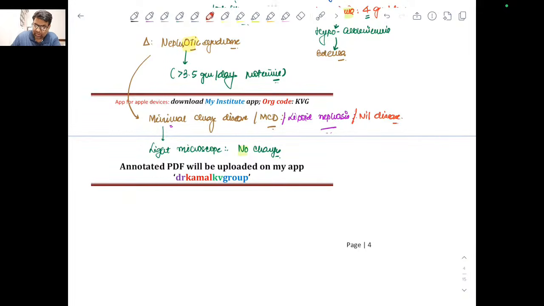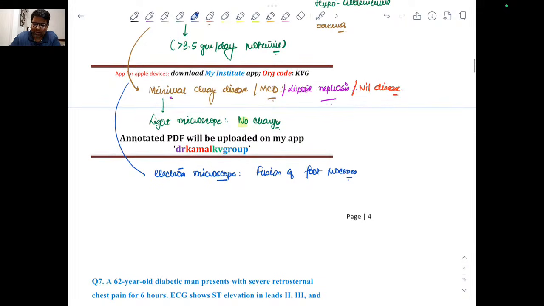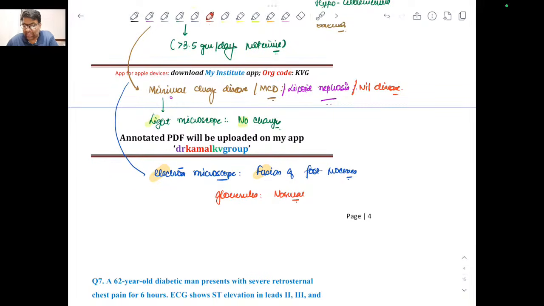But later on, when it was viewed under electron microscope, what was seen? Fusion of foot processes. I think all of you must have read this in pathology. So light microscopy, no changes, but in electron microscopy, we can see fusion of foot processes. And remember one more thing here, the glomerulus is normal, right? So there is no glomerular damage.